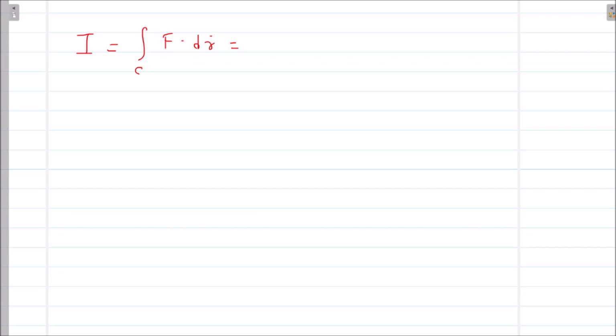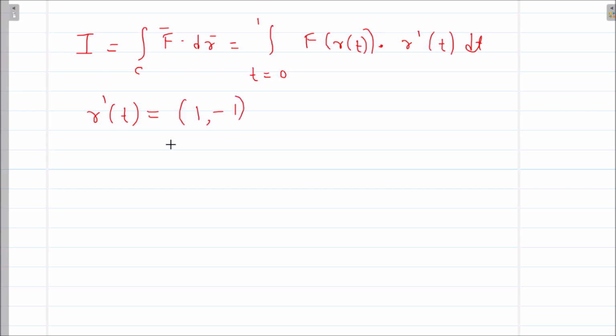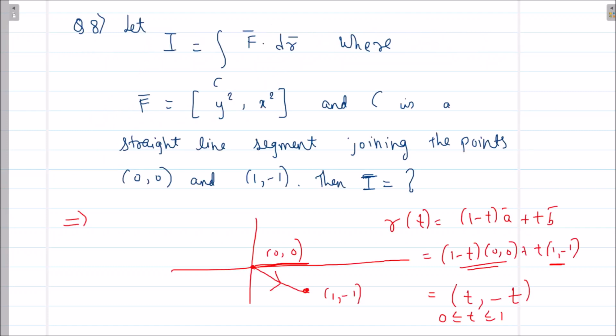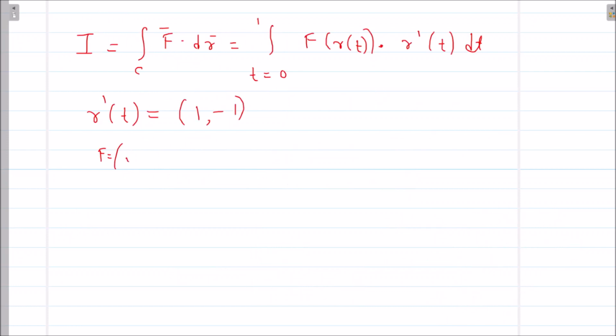What is this? This is nothing but the integral, t from 0 to 1, of F of r of t dot product with r prime of t. Correct? What is r of t? It is (t, minus t). So what is r prime of t? It is (1, minus 1). What is my vector field F? The vector field is (y squared, x squared), and your r of t is nothing but (t, minus t).